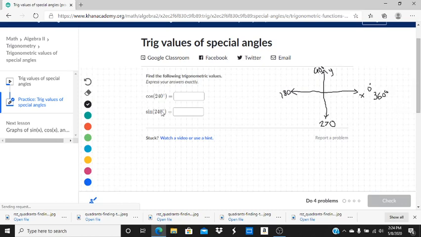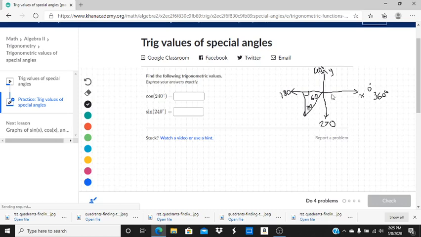Okay, so we can say that 240 degrees, well, that's going to be 60 degrees past 180, because 180 plus 60 is 240. Okay, so we can draw a right triangle here. This is a 60, this is going to be a 30, because the interior angles of a triangle must add to 180. Okay, so 90, 60, 30.